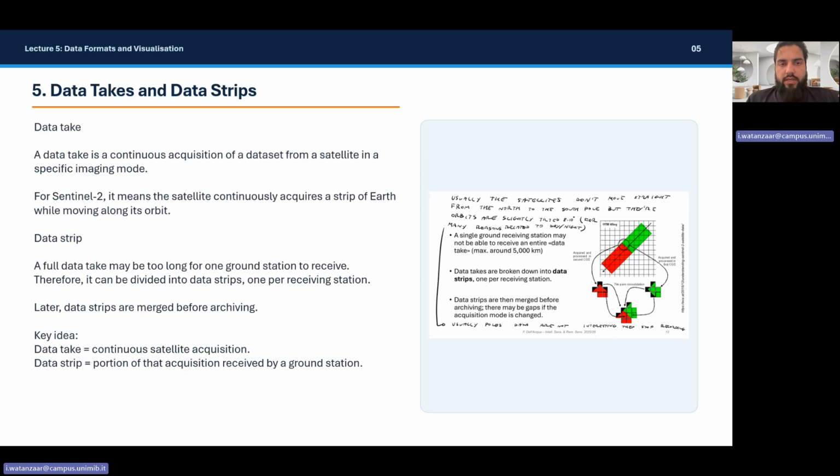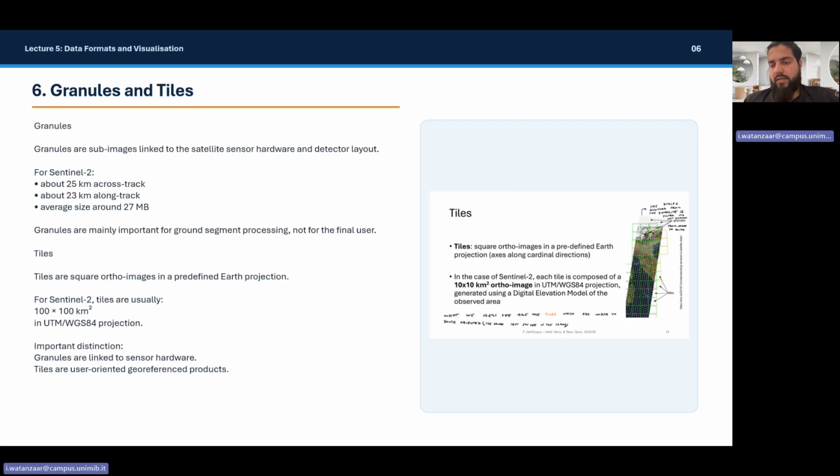Before, we discussed the data take and data stripe. The data stripe is a portion of the acquisition received by a ground station. But when we receive this portion, it is not yet pre-processed, and it needs some more mathematical work. For the end user, the tile is more mathematically defined in a predefined earth projection. That's why it is called a georeferenced product for the end user, while granules are linked mostly to the sensor hardware.